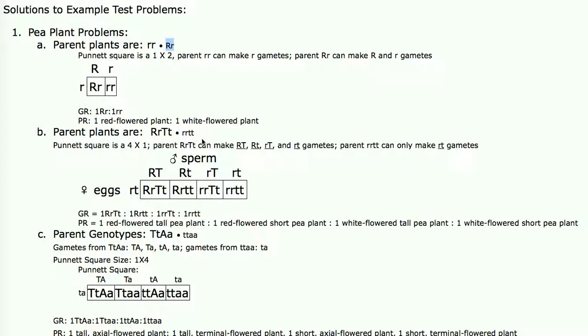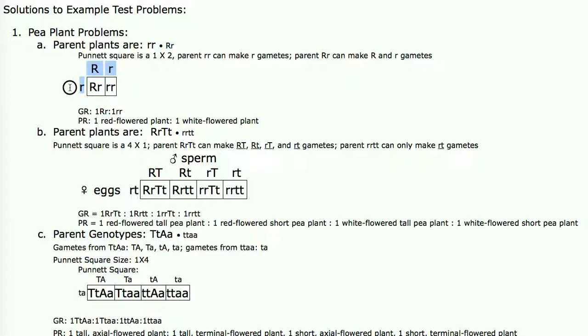Step two is you need to figure out how big your Punnett square is going to be. Since this plant only has little r's, it's only going to produce a little r gamete. But this plant has a big R and a little r, so we can make either big R gametes or little r gametes. So we're going to have a 1 by 2 Punnett square, and here it is. We could have had one column and two rows. It wouldn't have mattered. But we decided to do 1 row, 2 columns.